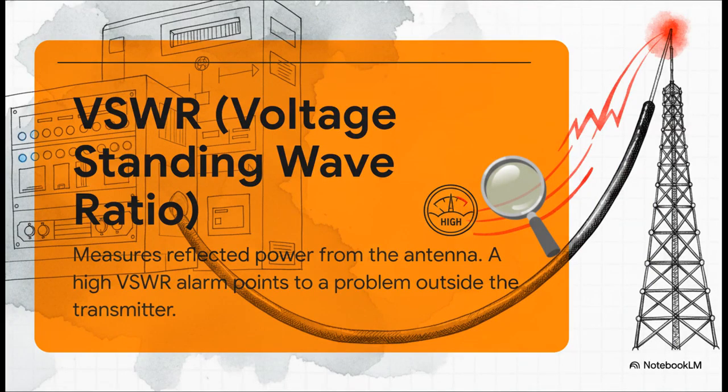A high VSWR alarm is a little different. VSWR, that's voltage standing wave ratio. It measures how much power is being reflected back from the antenna. Think of it kind of like a clog in a pipe. A high VSWR alarm is the transmitter telling you, hey, the problem isn't me. It's something downstream in the transmission line or the antenna itself.